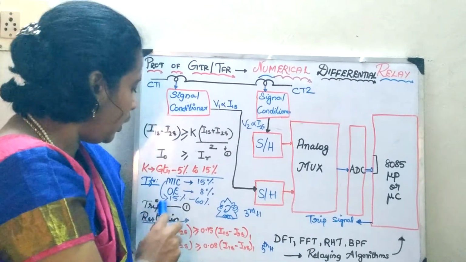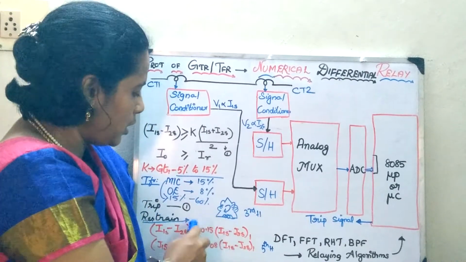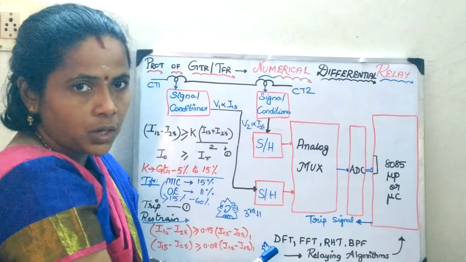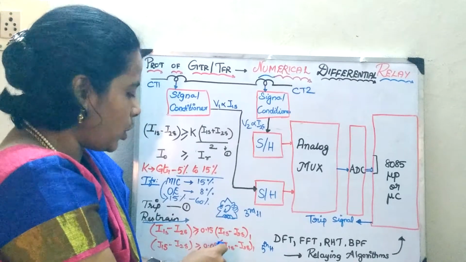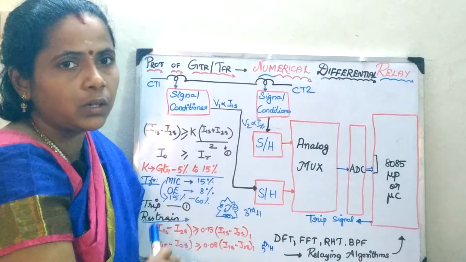In case of the magnetic inrush current, 0.15 times should be taken into account, whereas in case of over excitation, to restrain the harmonic component, the 8% component should be taken into account.